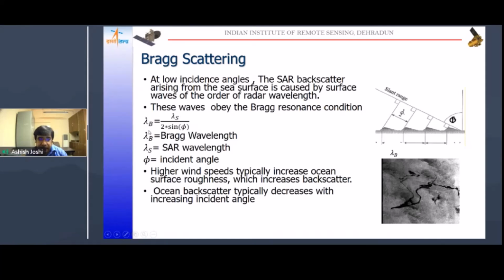So the backscattering formula is lambda b equals lambda s by 2 sin phi. Lambda s is the SAR wavelength and phi is the incidence angle. This is the formula for getting the wavelength, and if it matches our SAR wavelength, then resonance will occur and the backscatter will increase. So if the ocean surface has many waves, then we have much brighter returns in the oceans due to the backscattering.